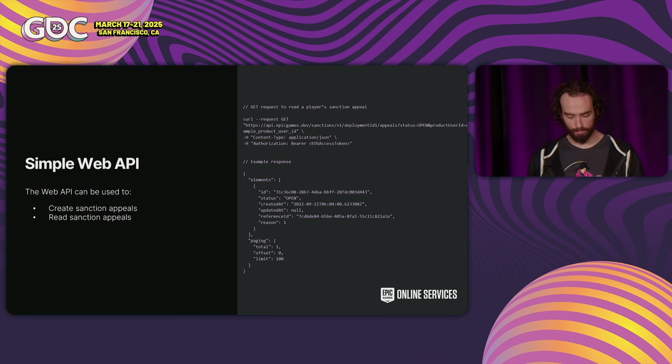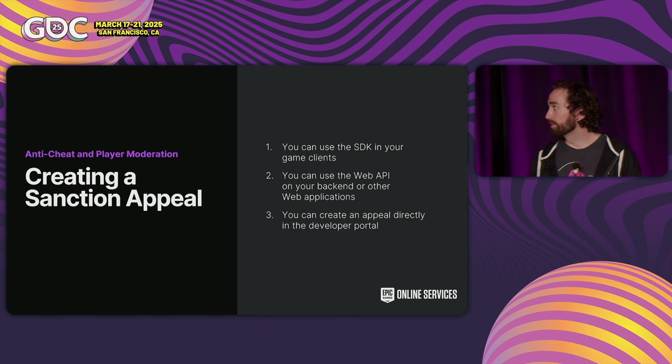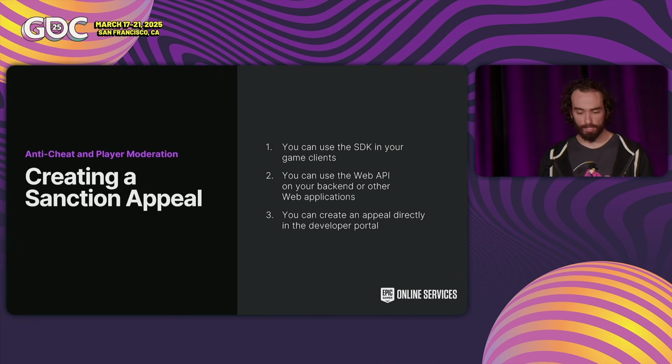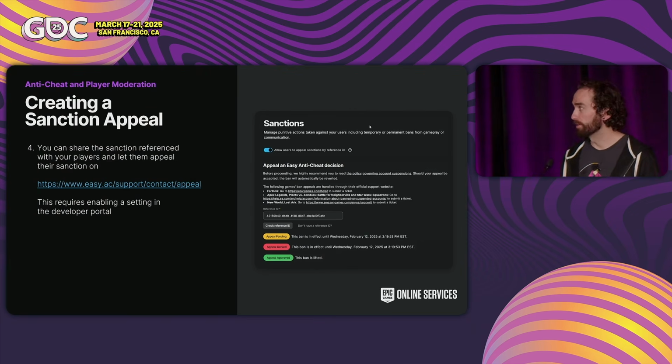Just to briefly recap the different ways of creating sanction appeals, you can use the SDK in your game clients. You can use the web API on your backend or other web applications. You can also create sanction appeals directly in our developer portal. And there's also a fourth way. We have a website you can direct players to. You will need to provide them with the reference ID of the sanction. They can go to this website and create a sanction appeal.